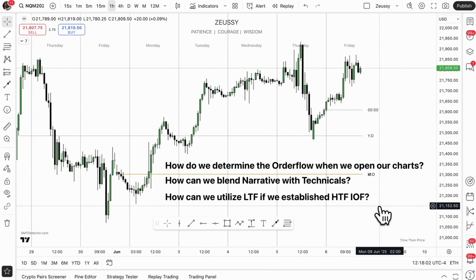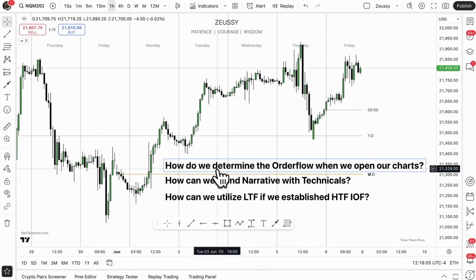We're going to begin with the first question: how do we determine the order flow when we open our charts? It's important to note that the order flow gets established by first paying attention to what the market structure is signaling from the highest possible time frames. Think daily, weekly, monthly charts. Is price right now in a buy program or a sell program? Once you have defined what the highest possible time frames are signaling in terms of direction, you look into the lower time frames to see whether price is confirming that same direction.